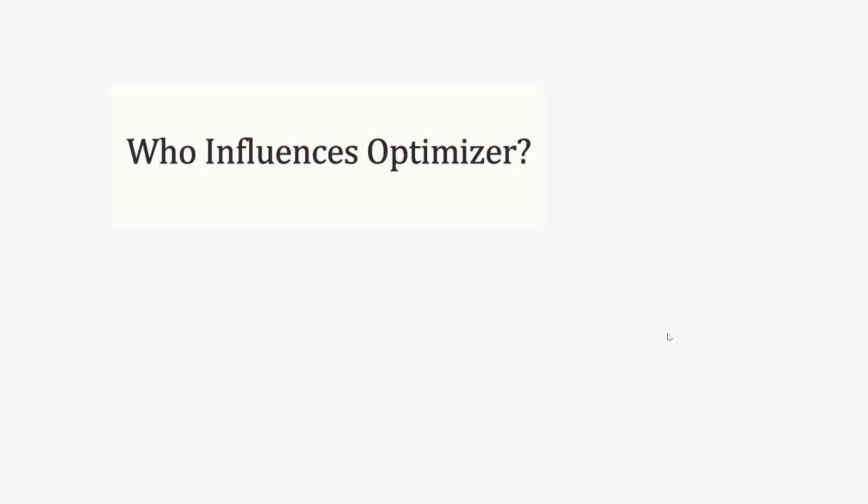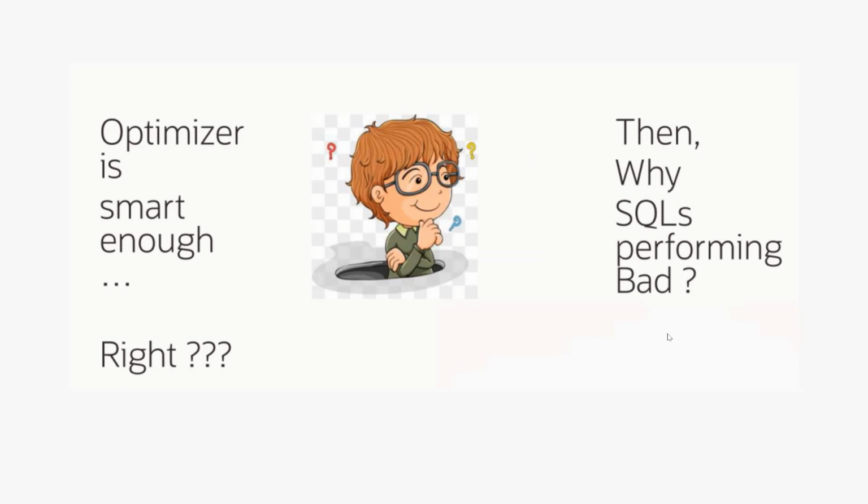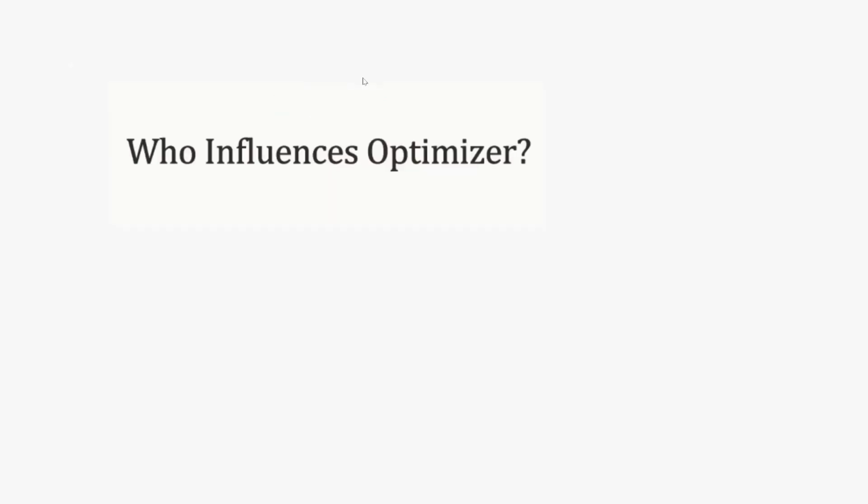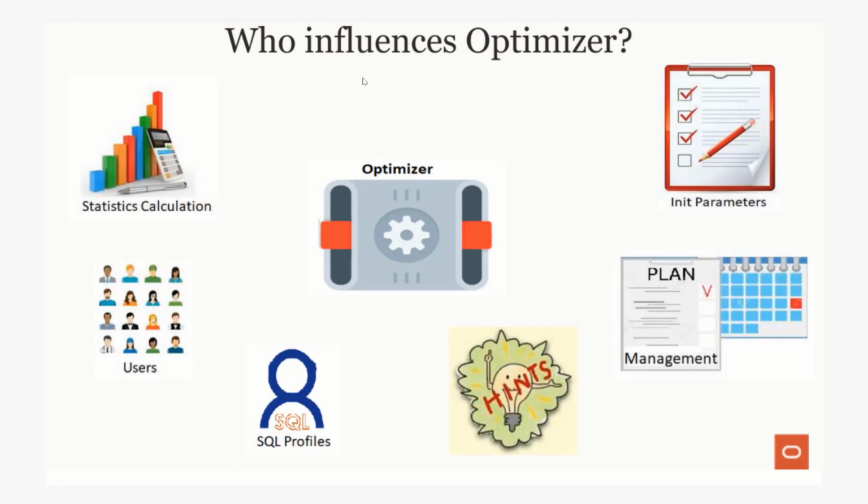So who influences the optimizer? If the optimizer is selecting the bad plan, then ultimately the performance of the database will be degrading, right? So why is the performance being degraded? Due to bad SQL plans. It might happen that the optimizer is being misguided by something, and only then is it selecting bad plans. Someone has threatened the optimizer. So in that scenario, who influences the optimizer? The optimizer is influenced by these many things.